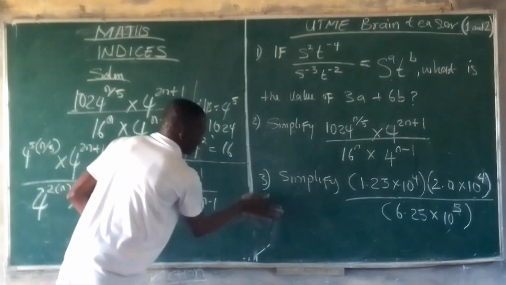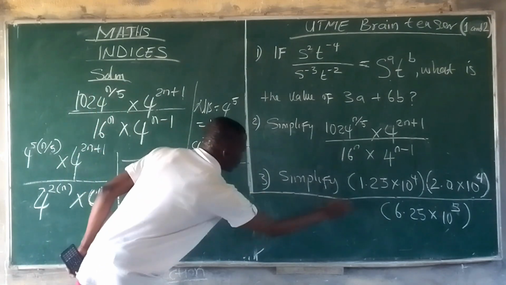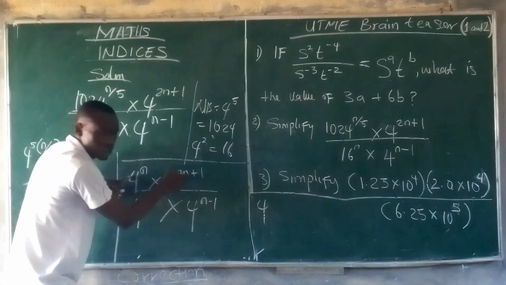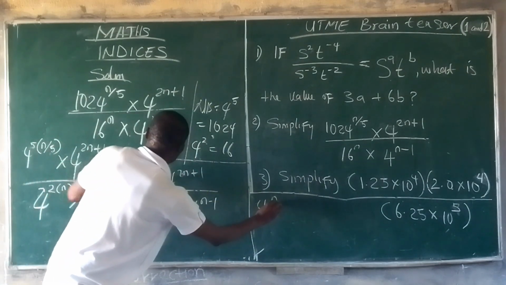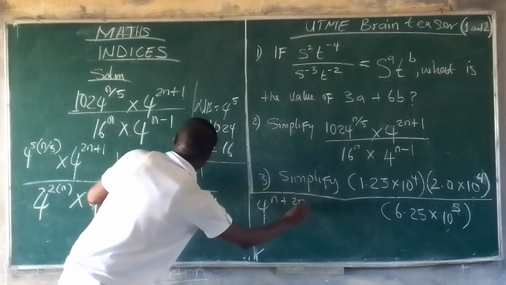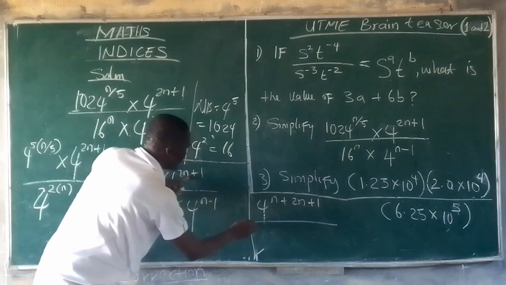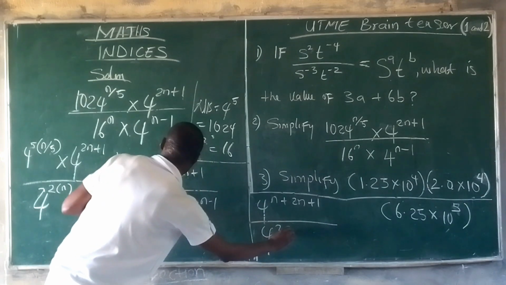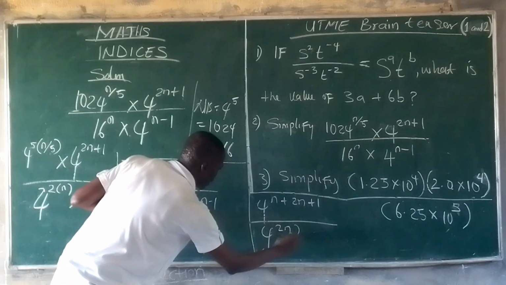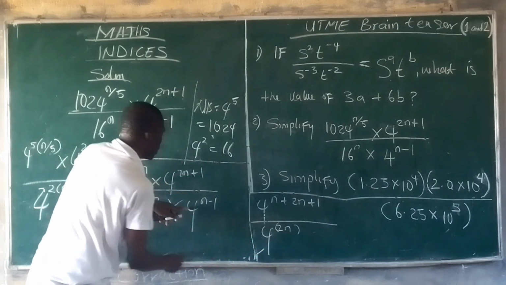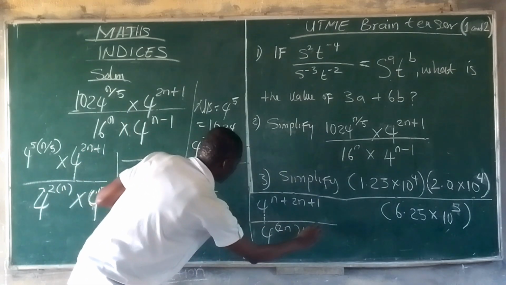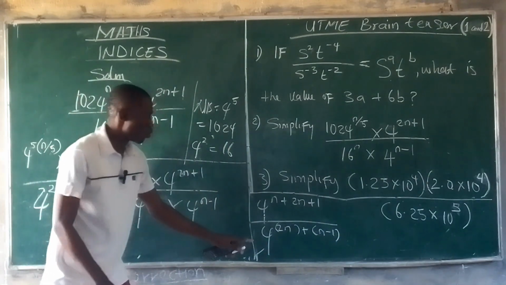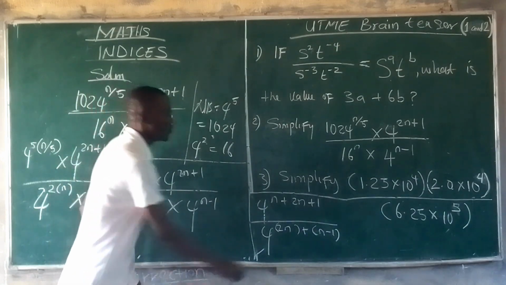I need a space. Alright. So what I'm going to do here is this. Now let's take the multiplication rule, which is n plus 2n plus 1. And then we're dividing it by 4 to the power of 2n, and then we have this in bracket, plus n minus 1. Now, in this rule, we are going to apply the law of division.